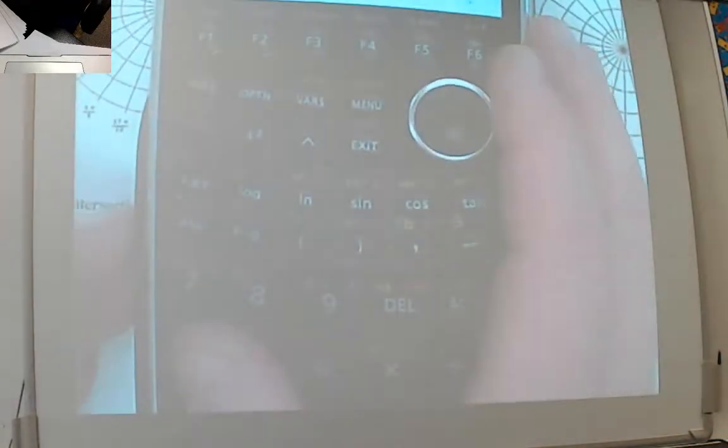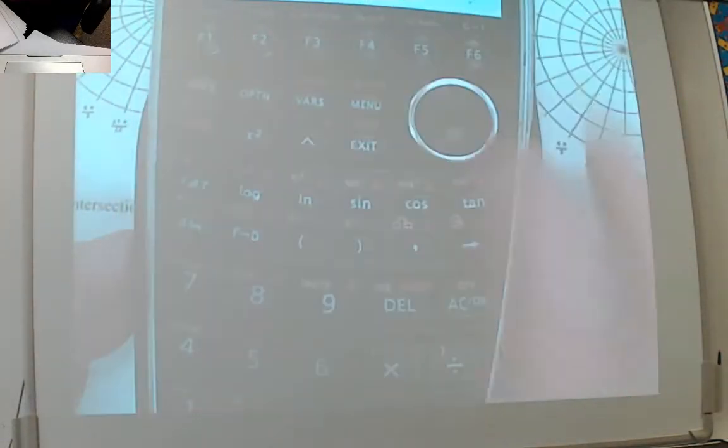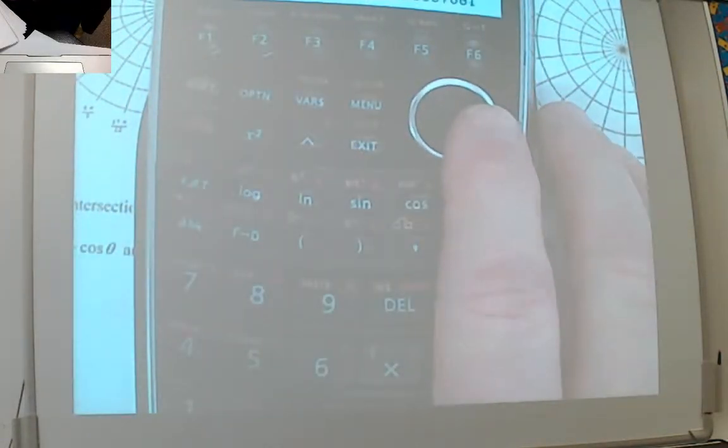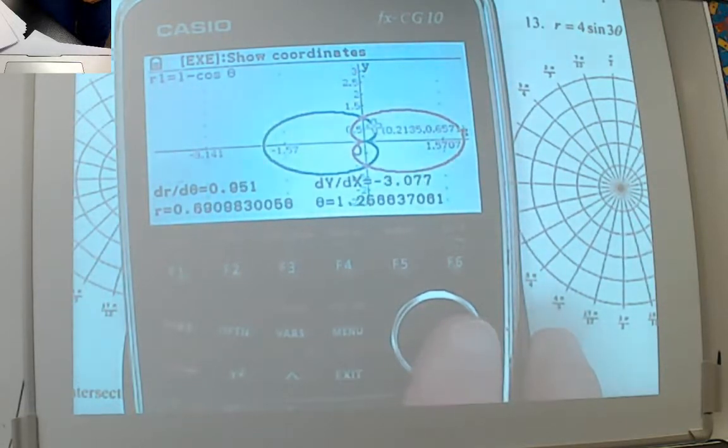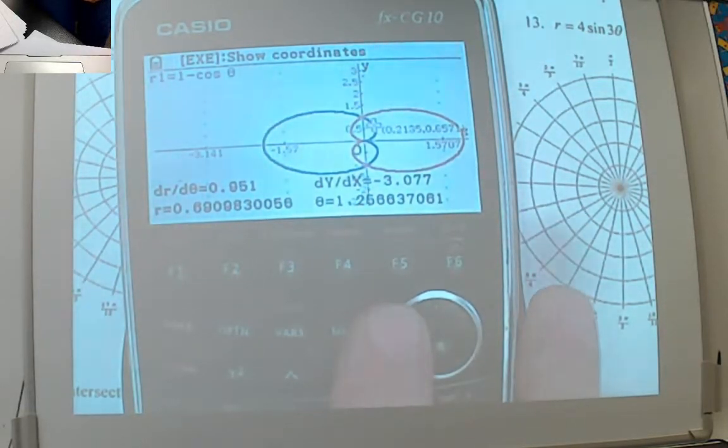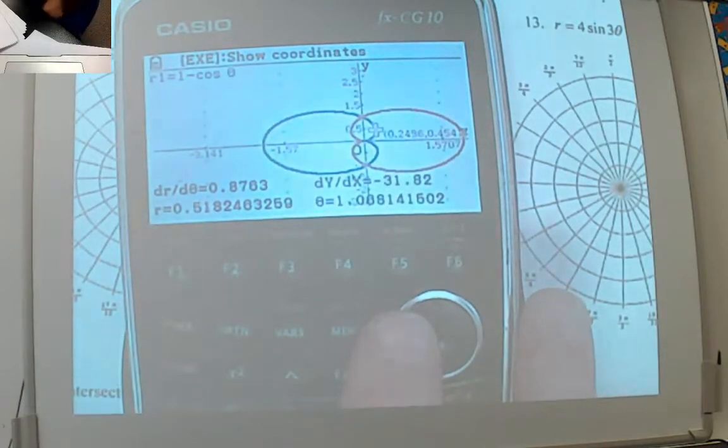All right, so I'm going to trace on this. When I trace on this, you can see it's giving me the derivative too. So it's giving me dr/d theta and dy/dx. What's dr/d theta? What do you use that for?